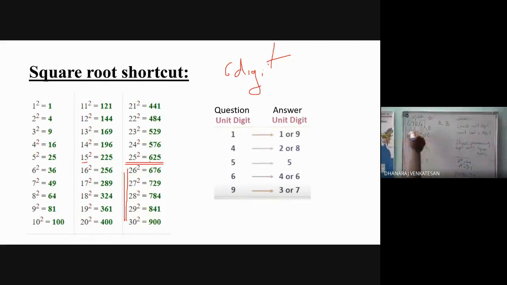Okay. Within 15 seconds I have solved. You can think how shortly we can solve this sum.